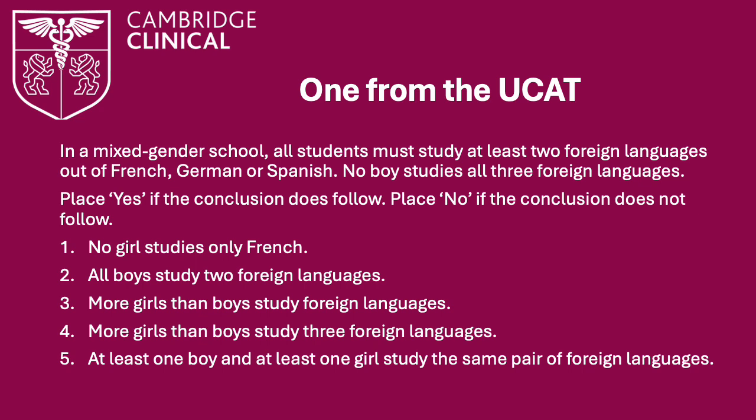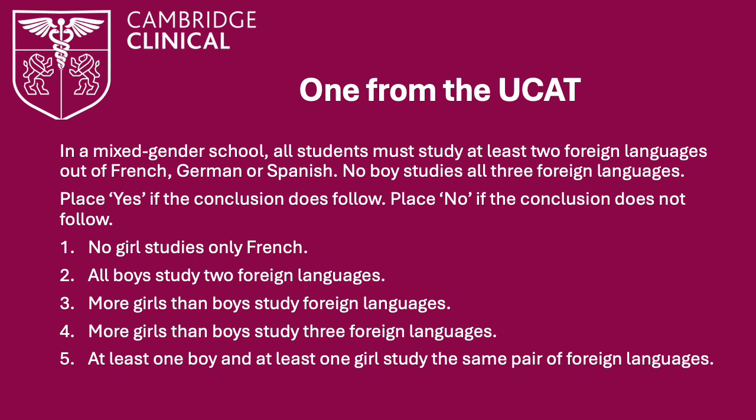So the question says, in a mixed gender school, all students must study at least two foreign languages out of French, German or Spanish. No boy studies all three foreign languages. Place yes if the conclusion does follow, place no if the conclusion does not follow. So you can see that this is a disjunctive syllogism, even if it is in slightly greater disguise than the example I read out before.